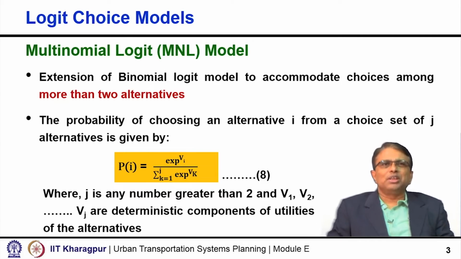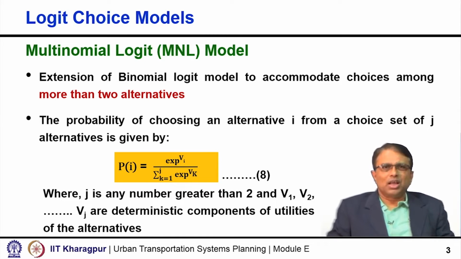So, in continuation to this, today we shall discuss the multinomial Logit model. The only limitation of the binomial Logit model, that it can handle only 2 alternatives, not more than 2, is overcome by this multinomial Logit. So, this is an extension of the binomial Logit model to accommodate choices among more than 2 alternatives.